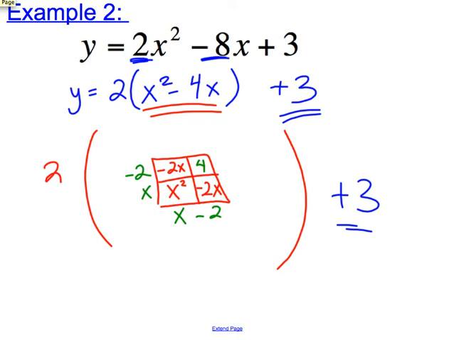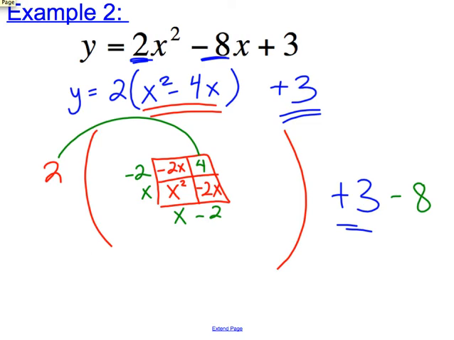So now we're going to think about what we have to add on to offset this 4. But remember, it's not just 4, it's actually 2 times 4, because that whole piece is being doubled. So it's going to be 8. So we're going to subtract off 8 on the outside.